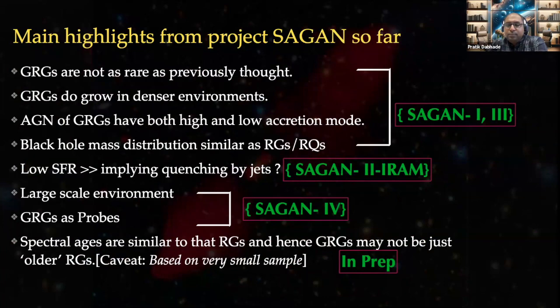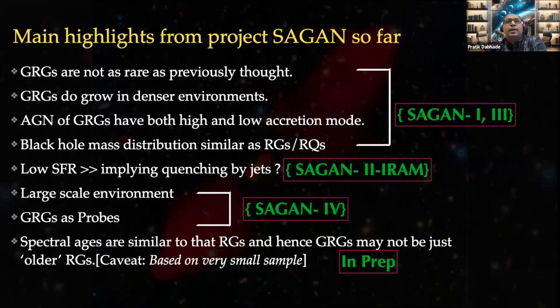So the main highlights of Project Sagan are that GRGs are not as rare as we thought back in 2016, because now we have found a big sample, but they are still rarer compared to normal size radio galaxies. Their AGNs can have both low and high accretion mode. So there is no exceptional AGN property at the moment that allows them to grow or launch these jets. They are quenching the star formation in the host galaxy.